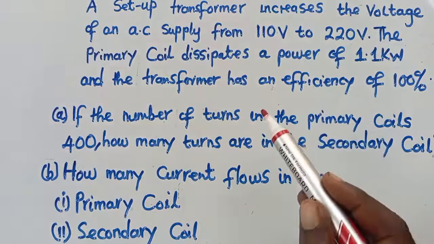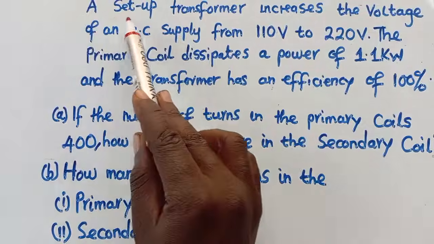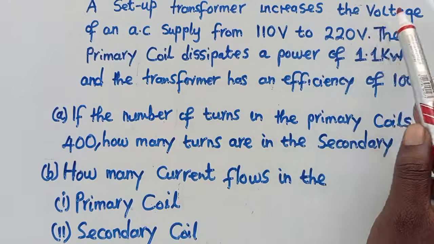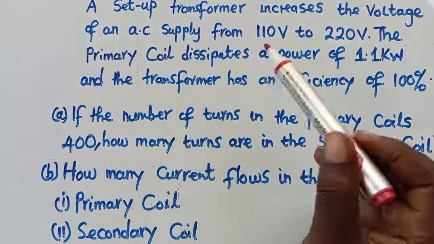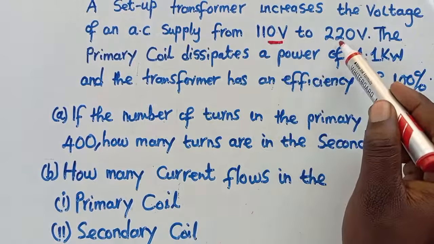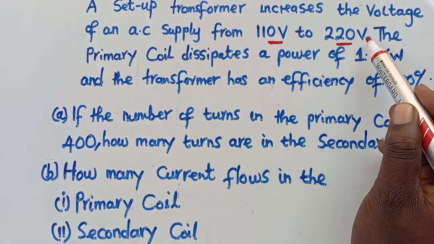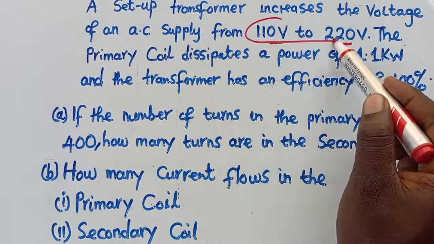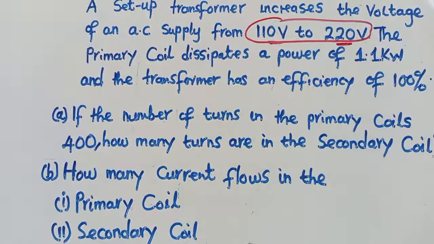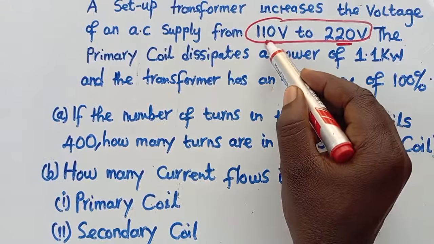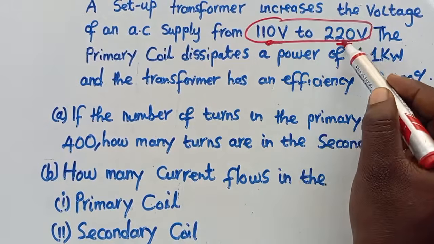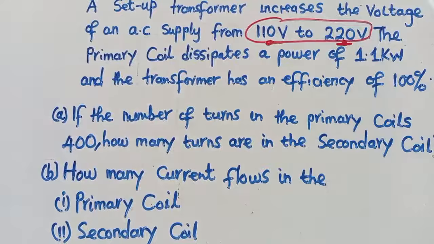If you look at this particular question, a step-up transformer increases the voltage of an AC supply from 110 volts to 220 volts. So this is telling you that for sure it is a step up. What do I mean when I say a step up? A step-up transformer increases the voltage. Have you seen? It is 110, and it has now increased to 220. So a step-up increases the voltage of a transformer.